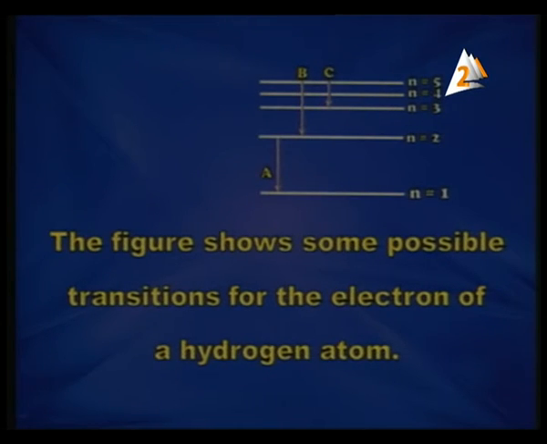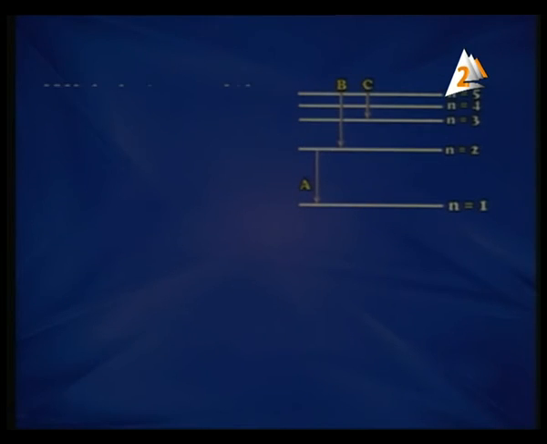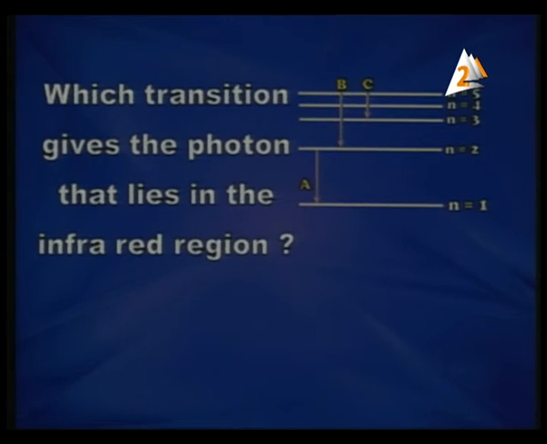Another type of question, we've got a figure shown in front of you right now. The figure shows some possible transitions for the electron of a hydrogen atom. Your attention, please. Which transition gives the photon that lies in the infrared region? Infrared region, it must be line C.